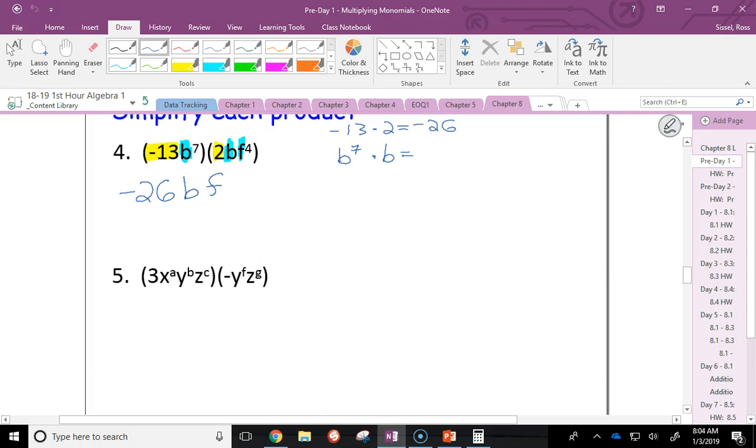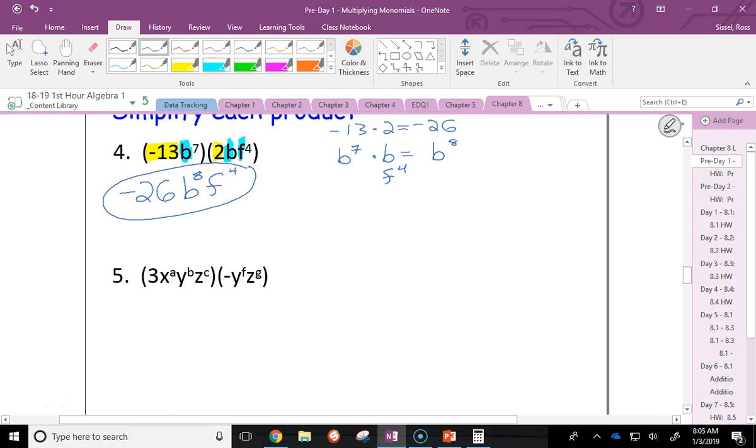Good. If it's just b, that's like b to the 1. So that would be b to the 8th. I don't have any f, and I just have one f, 4. So f to the 4th power. That is our answer, simplified.